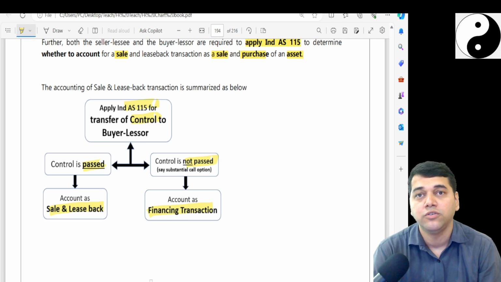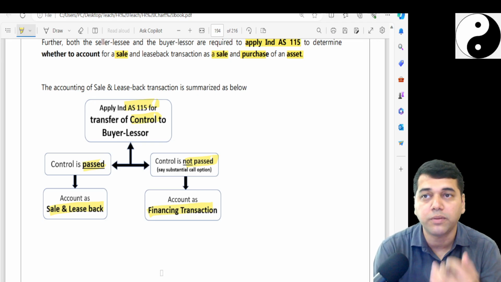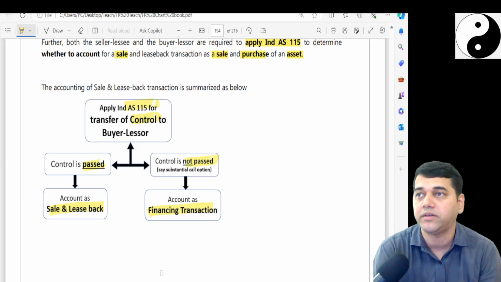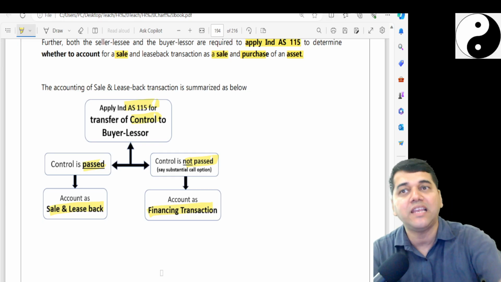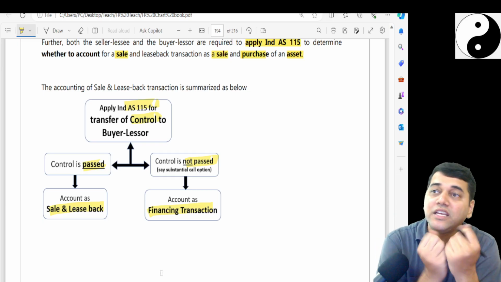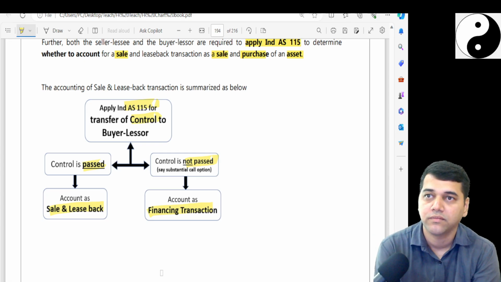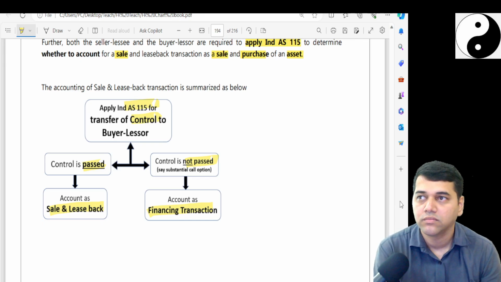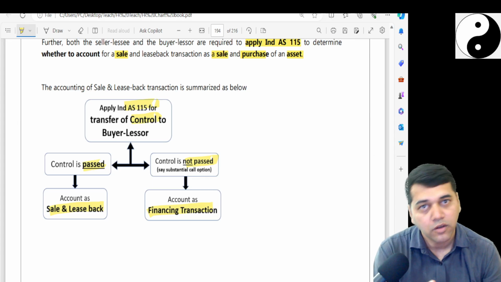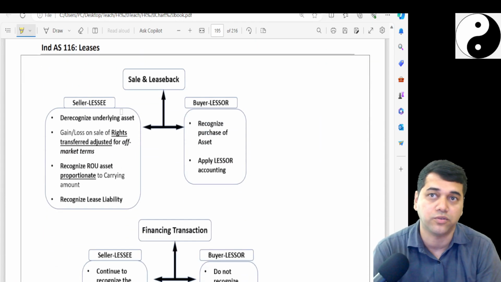That means you should not pass an accounting entry for sale of the asset. On the contrary, you need to pass an accounting entry: bank account debit to financial liability. Even though you have got two agreements, one to sell and lease back, the standard ignores that lease transaction. It says forget it, it's not a lease for me. Why? Because you never transferred the control.